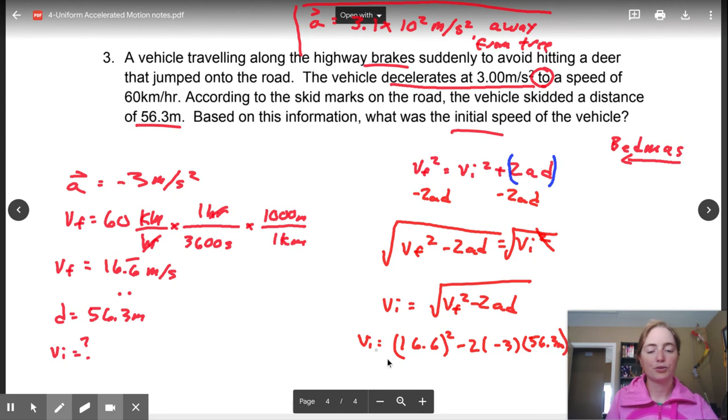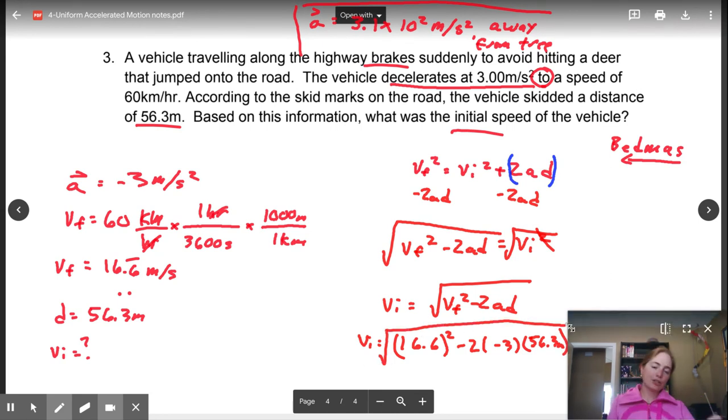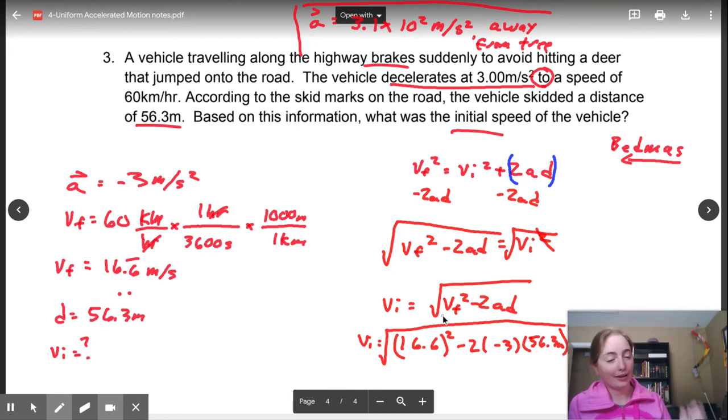Square root the lot. Ladies and gentlemen, be careful putting this in your calculators. Do not do this all in one piece. Break it down. Take this number, square it, hit enter. Second answer, minus, bracket, 2 times negative 3 times 56.3, bracket, enter. You have to put this in properly, guys. Then second square root, second answer.